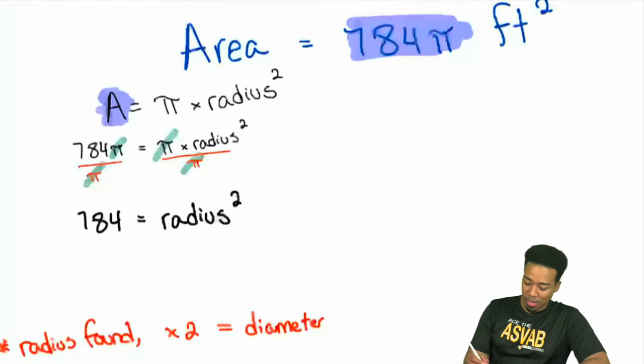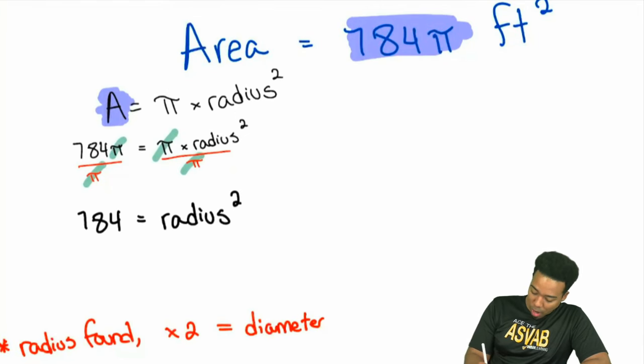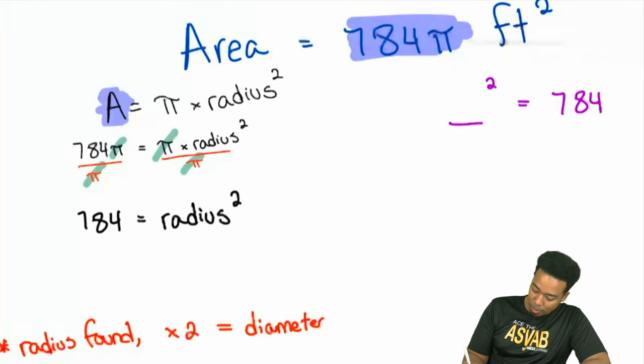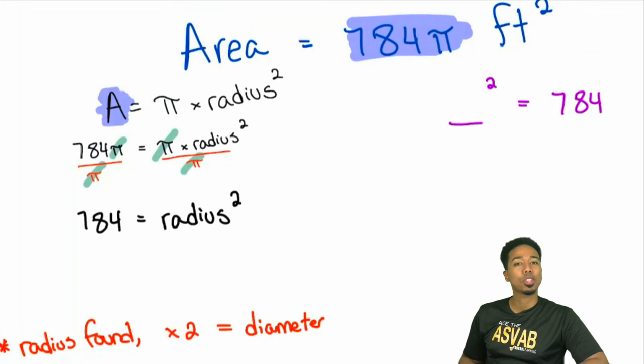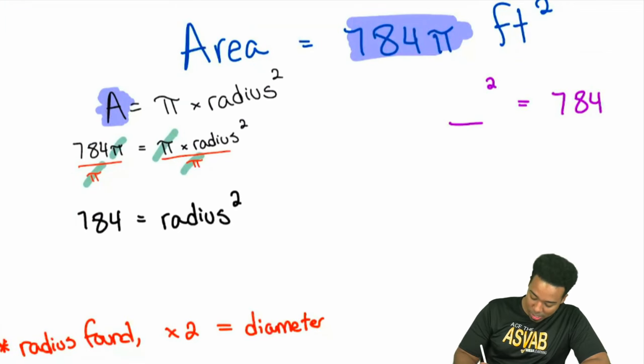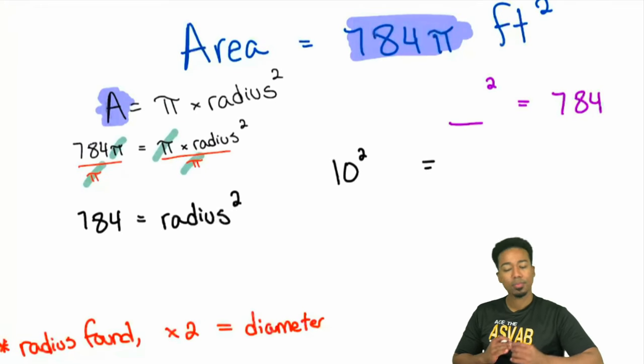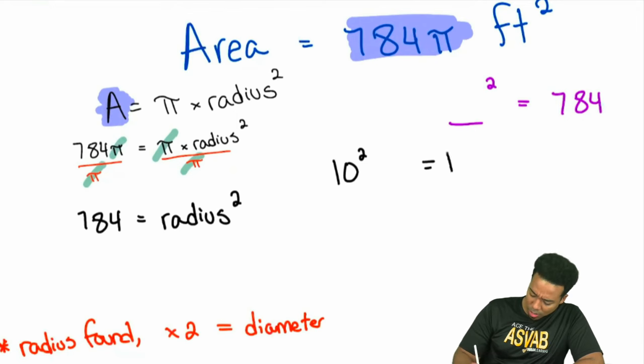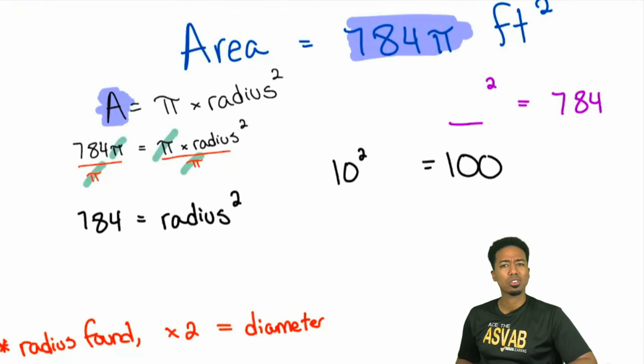So watch this, everybody. If I'm trying to figure out what squared equals 784, that's the goal. Well, here's what we can do. I'm going to put that off to the side. Everybody, let's deal with the numbers that we know. What's 10 squared, or 10 times 10? Again, 10 squared is just saying 10 times 10. Yeah, that's going to be 100. Are we anywhere near 784?